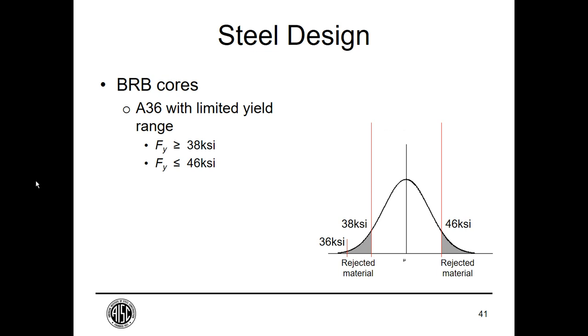By limiting this window, it permits us to be a little bit more precise in our design of both the brace and its connections. So we can design the brace as if it's yielding at 38 ksi and then design the connections using an expected strength that is on the order of 42 ksi. And that's consistent with how we use expected strengths in AISC 341.